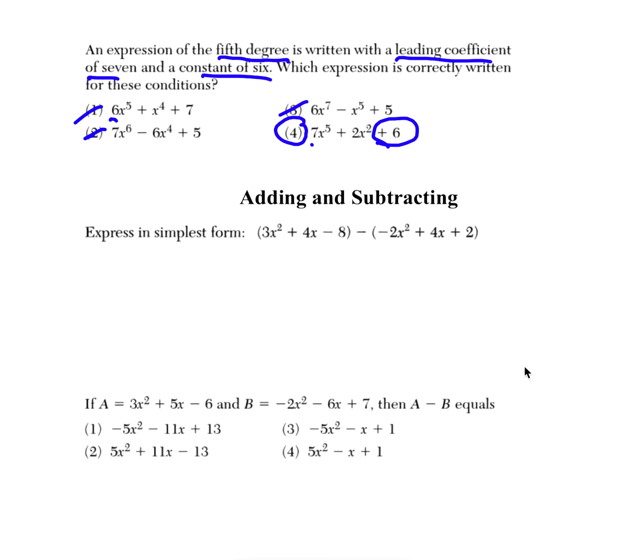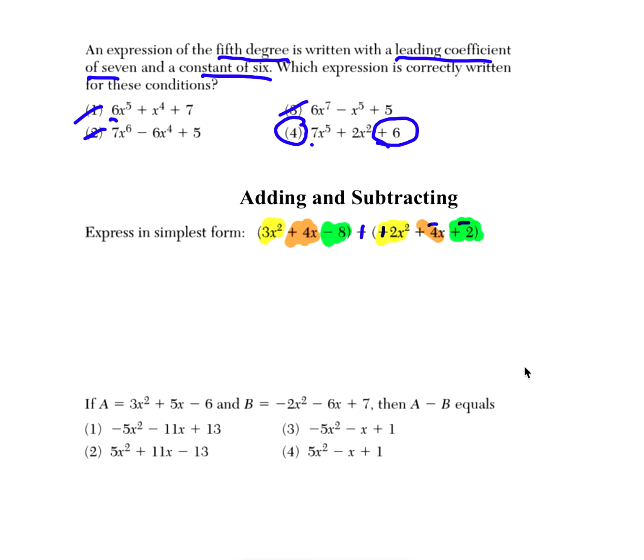Express this expression in simplest form. Make sure you change every single sign. Distribute that negative. So this changes to addition. Then we change the sign on every single term in that second parenthesis. So now I'm going to highlight the like terms: 3x squared, positive 2x squared, plus 4x, plus a negative 4x, and then minus 8, and plus a negative 2.